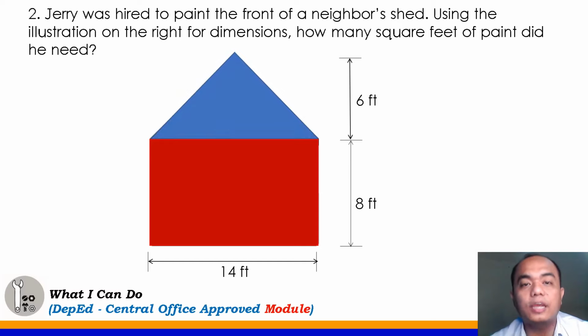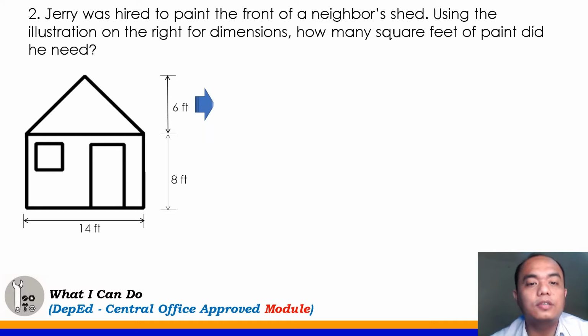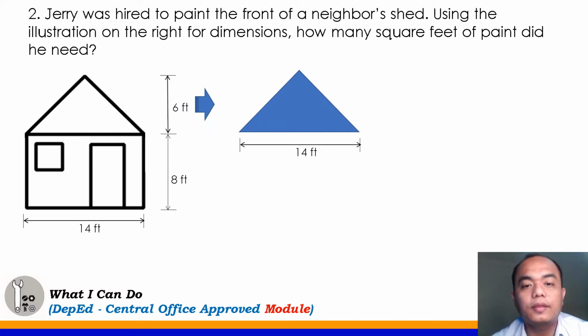So, dalawang shape ang makukuha natin, or we can get two shapes, two plane figures sa ating composite figures na ibinigay. Yung triangle at saka yung rectangle. So, let's have first the triangle. Solve natin yung triangle first. Okay? So, 14 feet ang kanyang base at saka yung height niya is 16 feet.